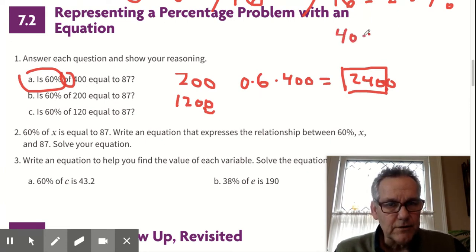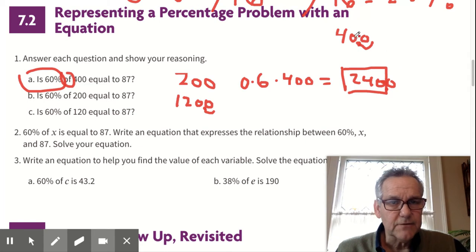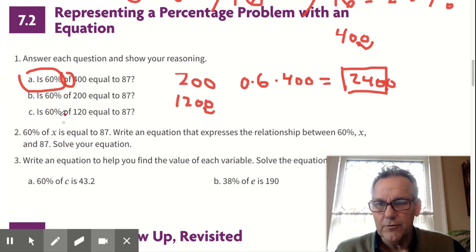So if we have 400 and we want to know 10% of that, we simply divide it by 10, which means we shift the decimal one place to the left. So that's 40. Well, 6 times 40, of course, is 240. So if 10% of 400 is 40, 60% of that is 6 times that, or 240. We could do the same here. Shift the decimal one place to the left. 6 times 20 is 120, which is exactly what we came up with when we converted the percentage into a decimal and multiplied.